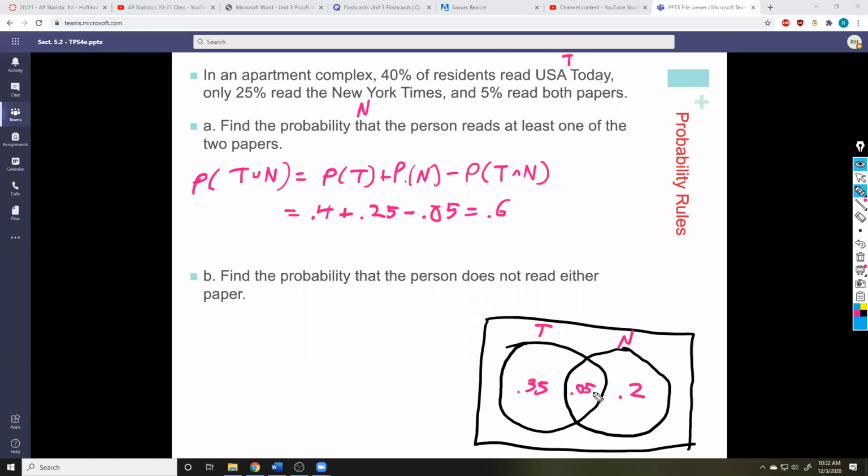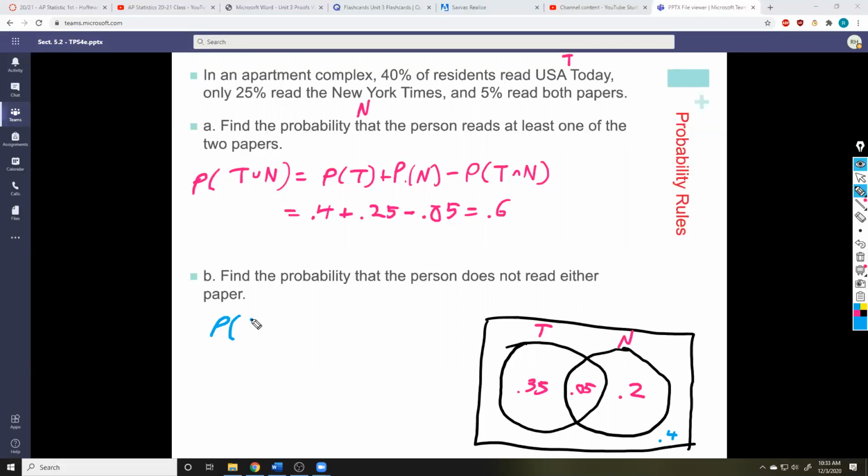Then out here is the people who read neither. So we have 60% that are in these categories, that are in one circle or this circle or both. So that leaves the people that are in neither circle to be 0.4. The other 40% are out here in neither circle. So that is the probability of neither.